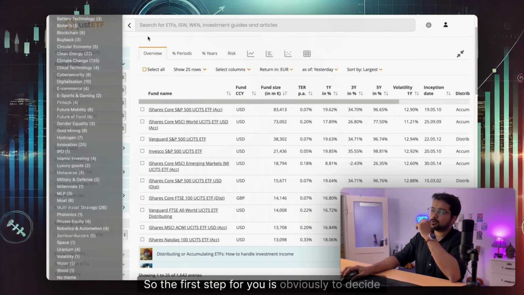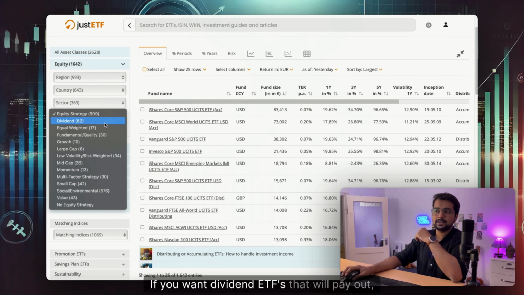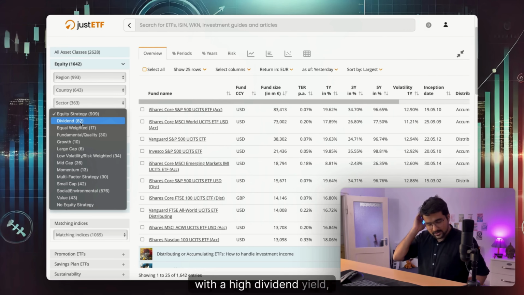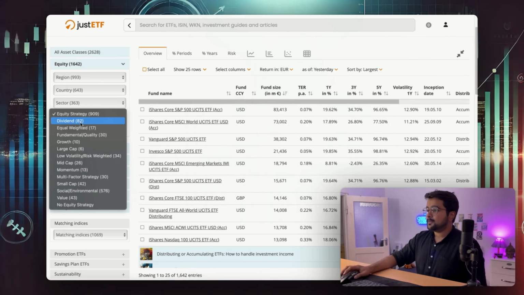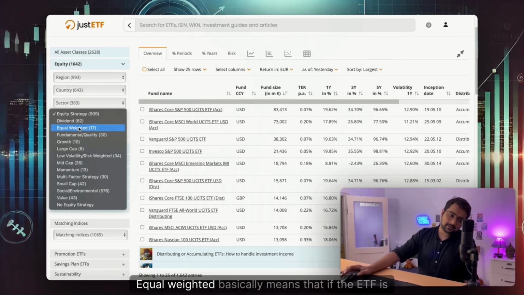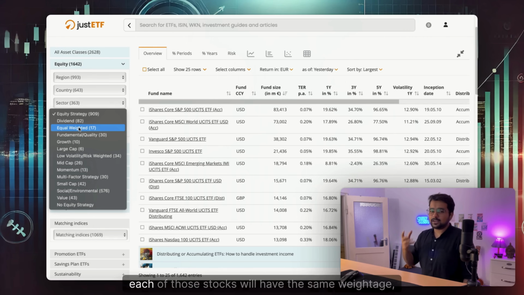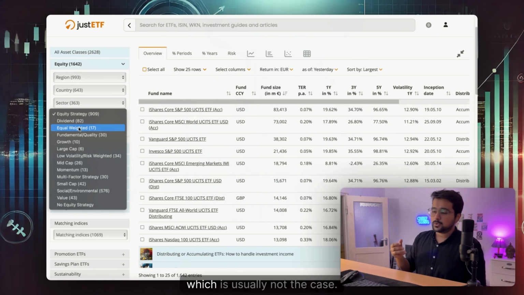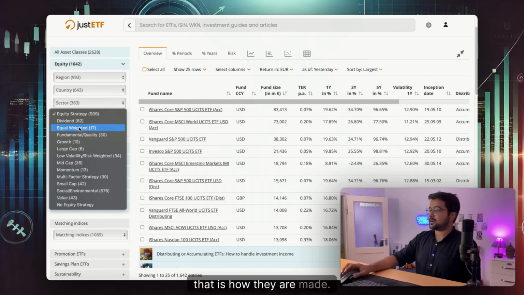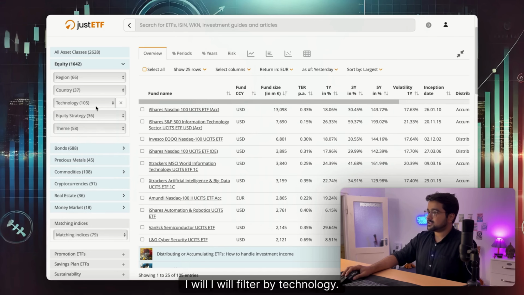So the first step for you is obviously to decide where you want your money to be in. If you want dividend ETFs that will pay out a quarterly or a yearly dividend with a high dividend yield, you can go for dividend ETFs, or you can go for growth or large cap ETFs. Equal weighted basically means that if the ETF is buying 10 or 20 stocks, each of those stocks will have the same weightage, which is usually not the case, but for equal weighted ETFs, that is how they are made. For this demonstration, I will filter by technology.